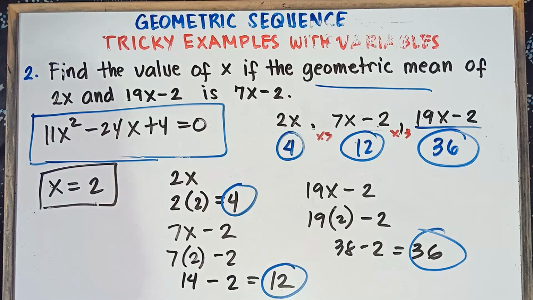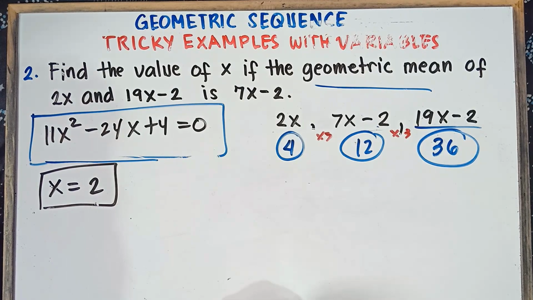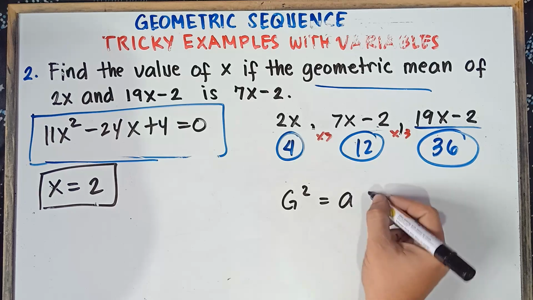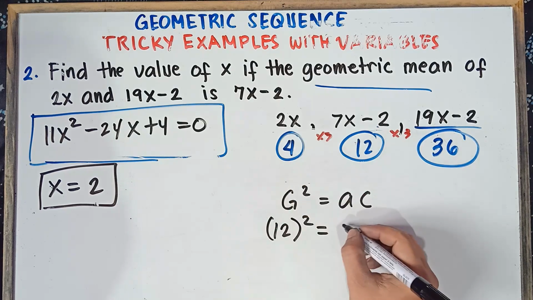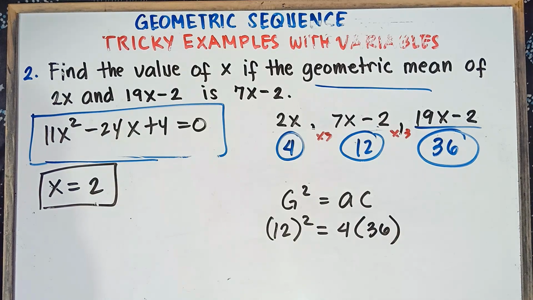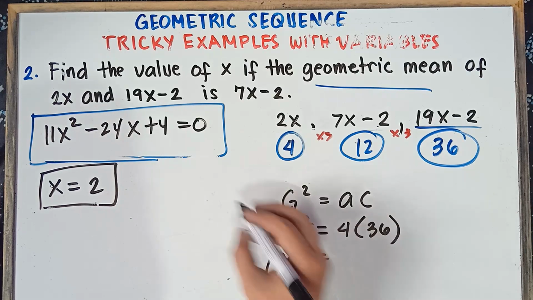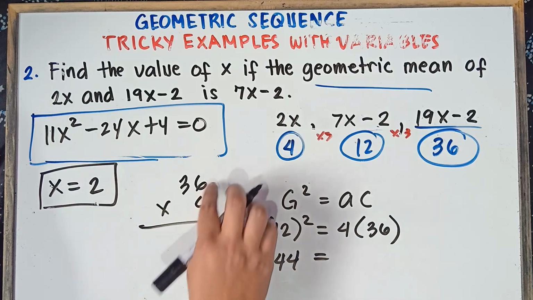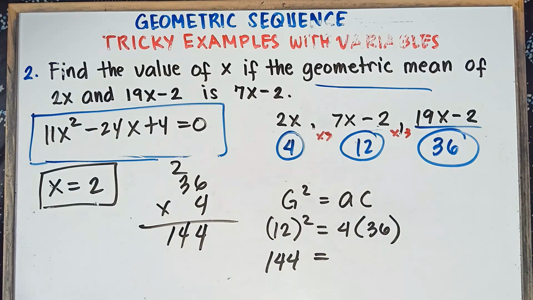Alright, so let's check our answer using the geometric mean formula. If we get the right answer, so geometric mean, g squared, is equal to a times c. So our g is 12, so 12 squared equals, our a is 4, 4 times, our c is 36. So this will be 12 squared. It doesn't mean 12 times 2, it means 12 times 12. 12 times 12, that would be 144 equals 36 times 4. Let's double check. 4 times 6 is 24. 4 carry 2. 4 times 3 is 12 plus 2, that would be 14. Yup, 144 is equal to 144.